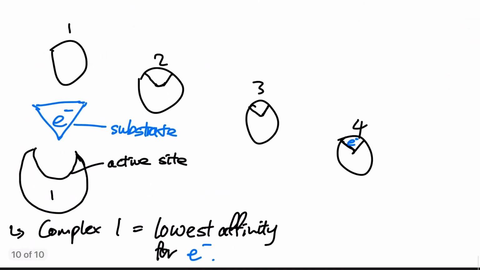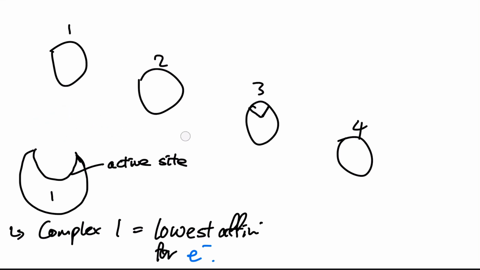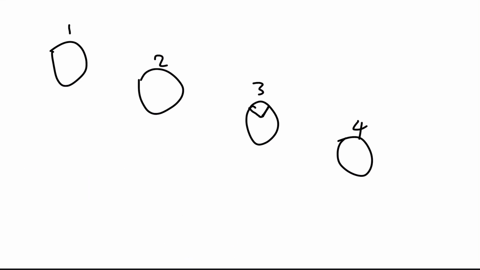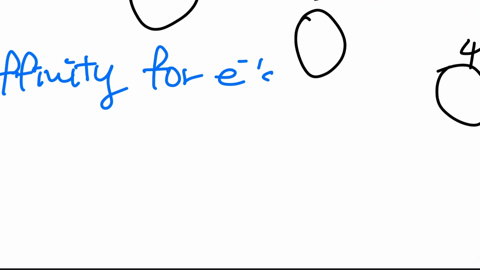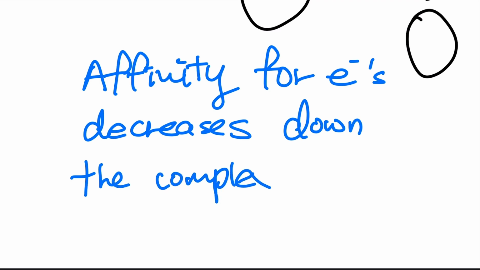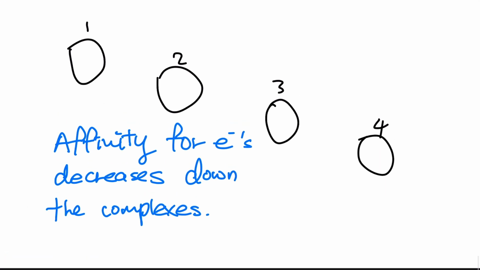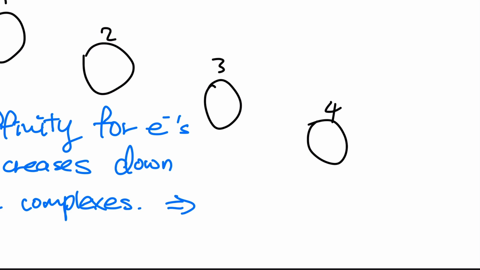I'm going to erase these because it's not an accurate representation, but I'm trying to show you what I mean. So my point is the affinity for electrons decreases down the complexes. Now, what this essentially means is that the electrons would rather bind with the fourth complex than the first complex.